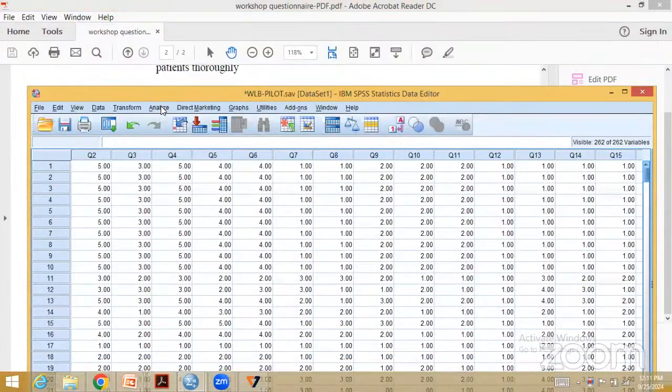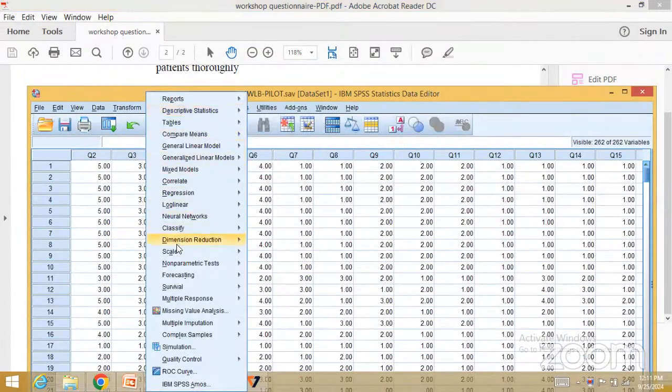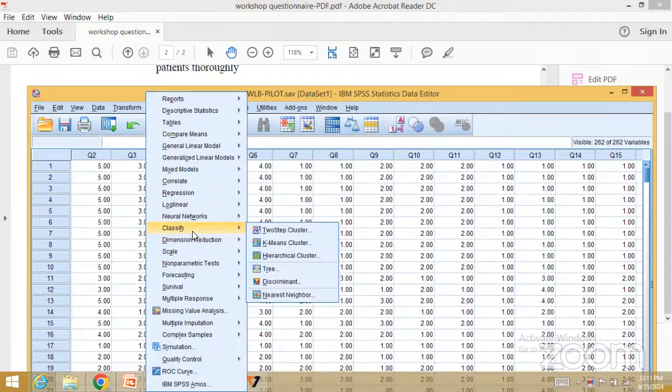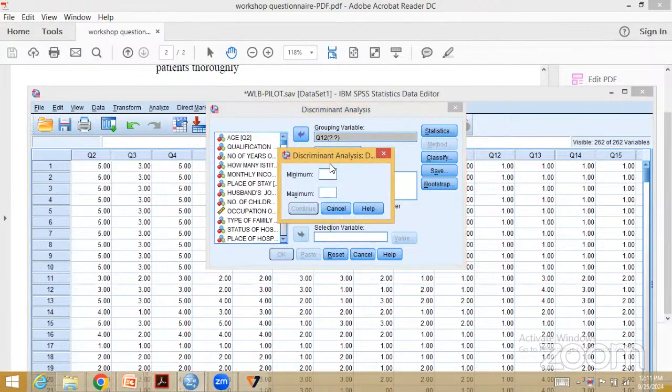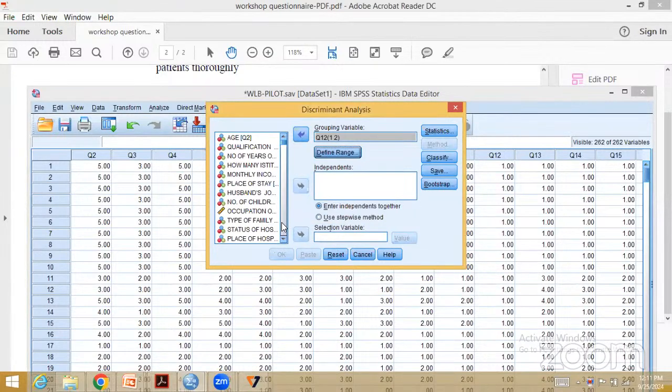Simply, we take Analyze, then Classify, Discriminant. Question number 12, type of hospital, is the grouping variable, in which we have two groups: one, government hospital; two, private hospital. Continue. How many variables create job stress?